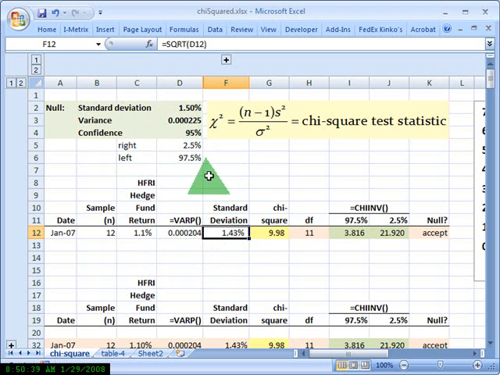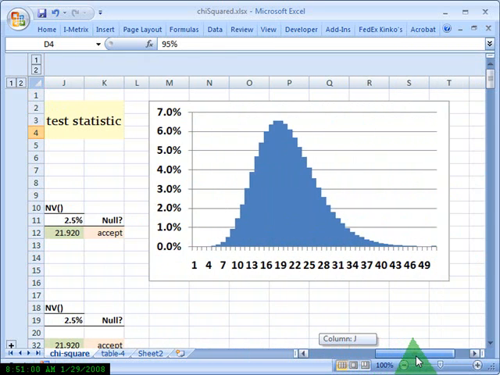Well, that's what the chi-square test is for. So here's our null hypothesis that the standard deviation is 1.5% on a monthly basis. I square that to get the variance, and then I need a confidence level. I'm going to choose 95%, and what that means is, I'm going to go over here to a chart. This is a chi-square distribution. This one's based on about 20 degrees of freedom. Now, the greater the degrees of freedom, the more the chi-squared is going to converge toward the normal. So like many other distributions, the chi-square tends to become normal.